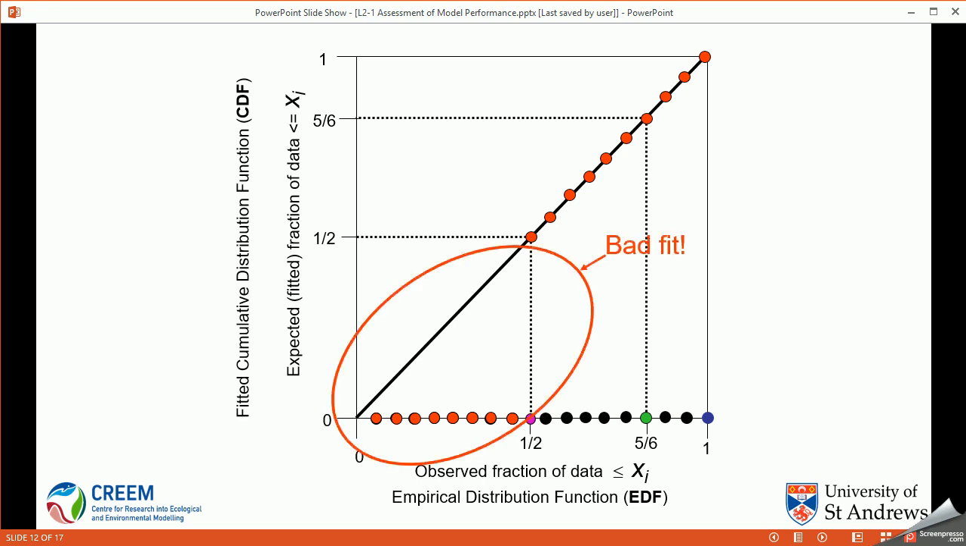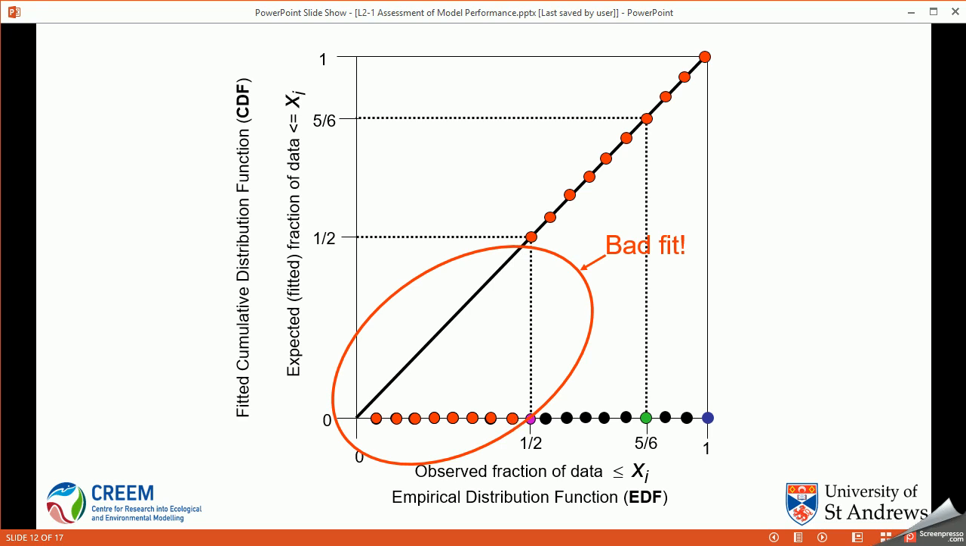So how do we assess how bad the fit is? It's clear that there's bad fit in this region here, because whenever a dot is not on the line, it's not a perfect fit, and the further it is in terms of vertical distance from the line, the worse the model is fitting at that point. So there clearly are some big distances between what we expect and what we observe.